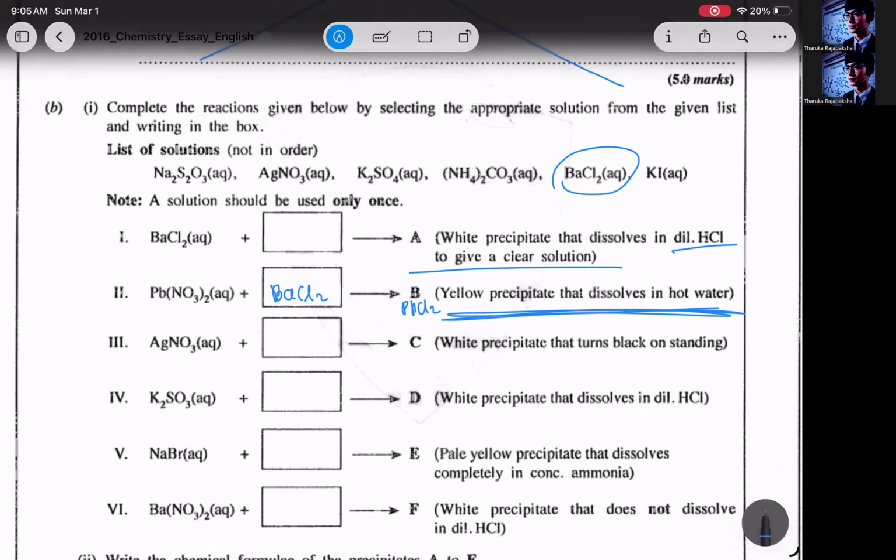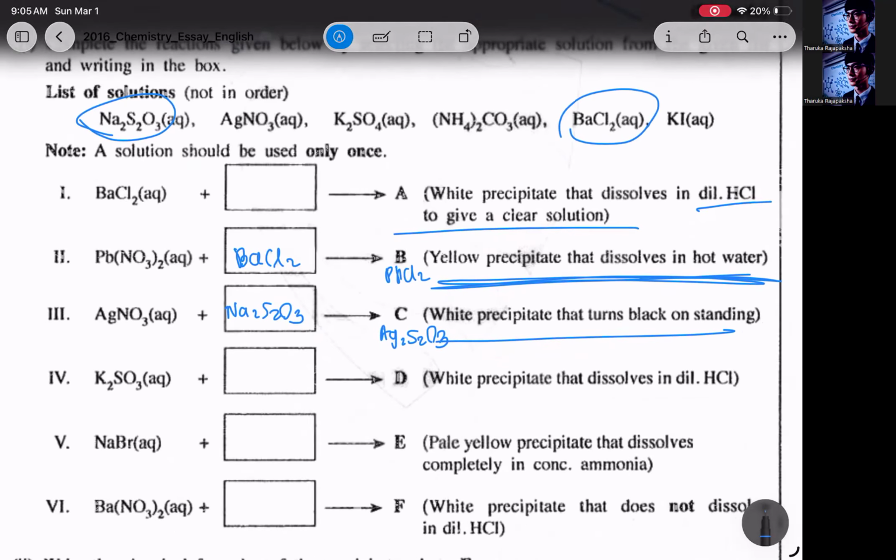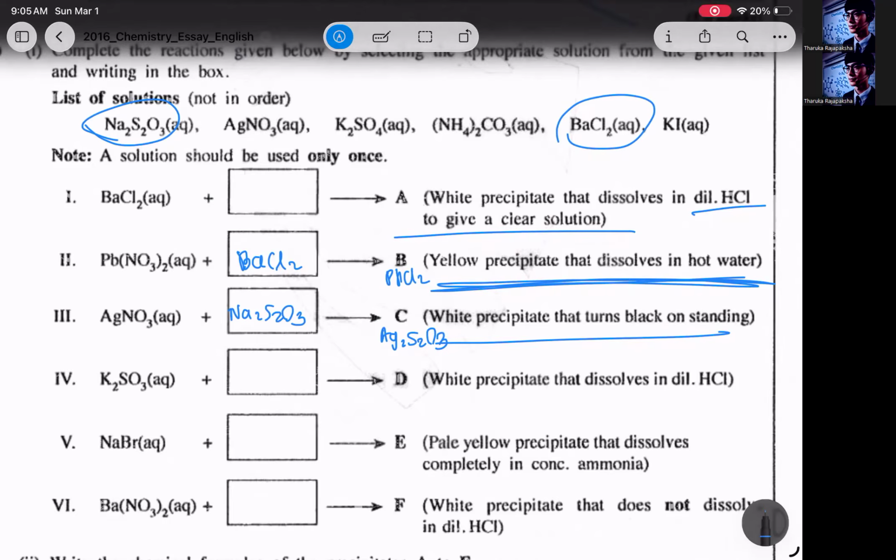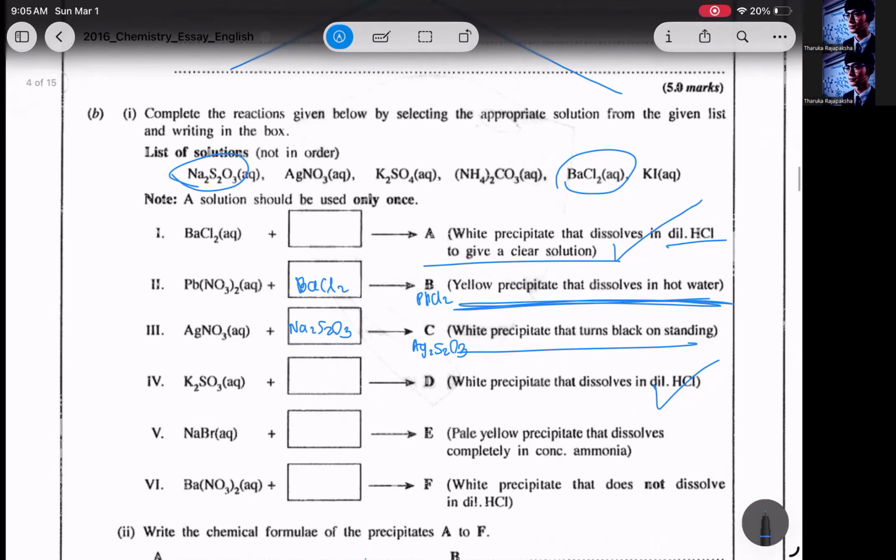And white precipitate that turns black on standing. In the last video also I discussed this. It's Ag2S2O3. This is going to react with sodium thiosulfate, Na2S2O3. So Ag2S2O3 is this one. This will disproportionate spontaneously to form Ag2S, which is a black color precipitate. Then K2SO3, white precipitate that dissolves in dilute HCl. Now this one also dissolves, this one also dissolves.